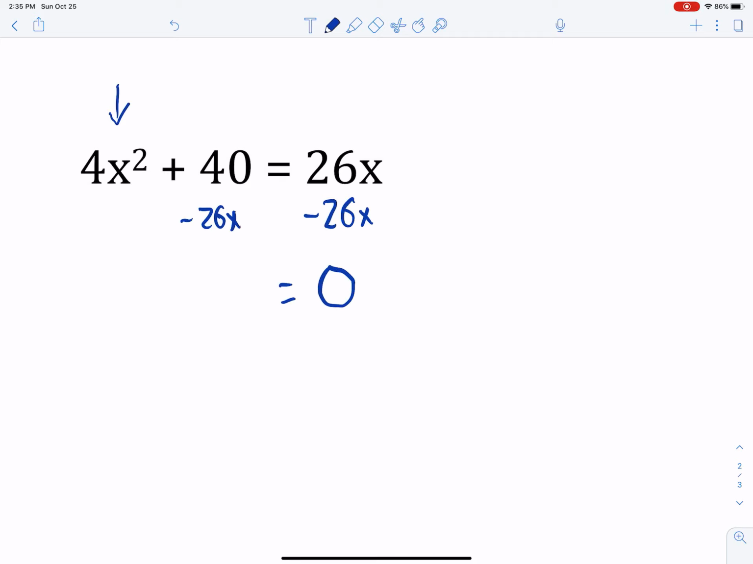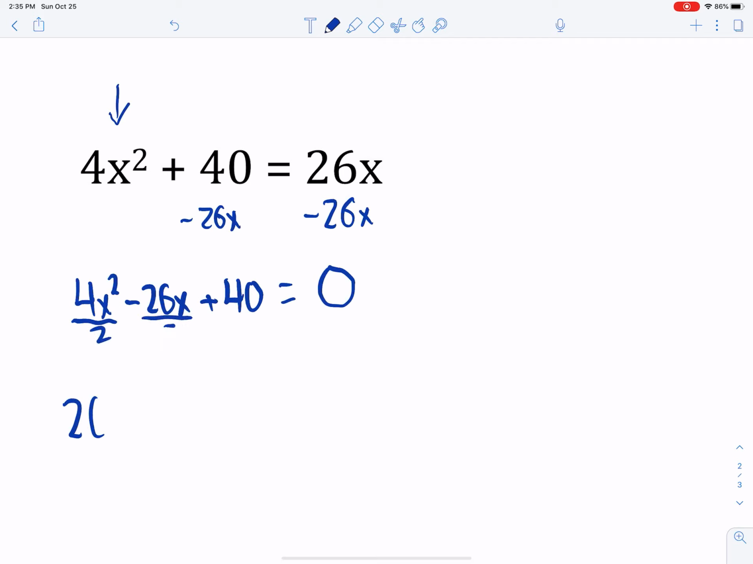That gives me 0 on the right side. There's no like terms on the left side, so putting them in order to make factoring easier, we have 4x squared minus 26x plus 40. So the first step for factoring is to look for a greatest common factor, which in this case would be 2. And to see what's left, I divide them all by 2. And we would be left with 2x squared minus 13x plus 20, like so.